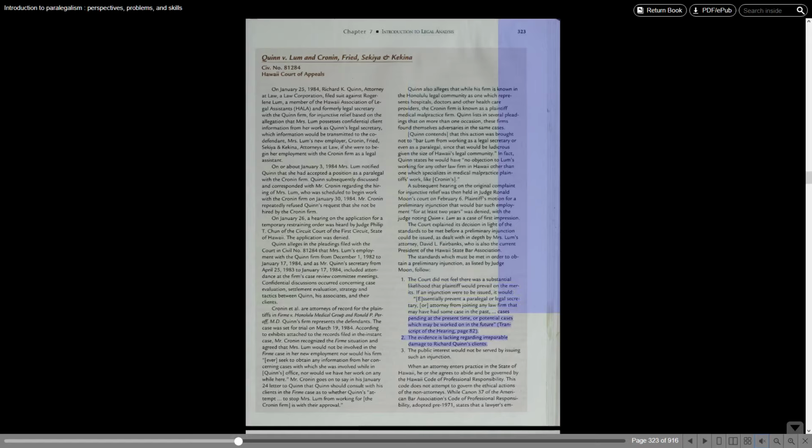Cases pending at the present time, or potential cases, which may be worked on in the future. Transcript of the hearing, page 82. 2. The evidence is lacking regarding irreparable damage to Richard Quinn's clients. 3. The public interest would not be served by issuing such an injunction.